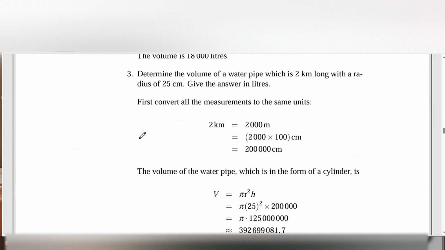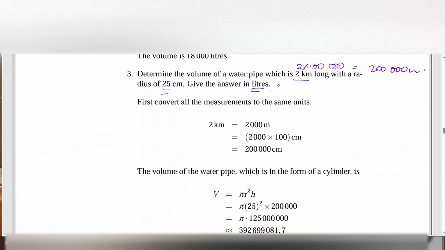And then at 3, determine the volume of a water pipe, which is 2 kilometers long with a radius of 25 centimeters. Give the answer in liters. So we need to change everything to the same units. I would rather change the 2 kilometers to centimeters. It's going to be 2 times 100,000, which becomes 200,000 centimeters.